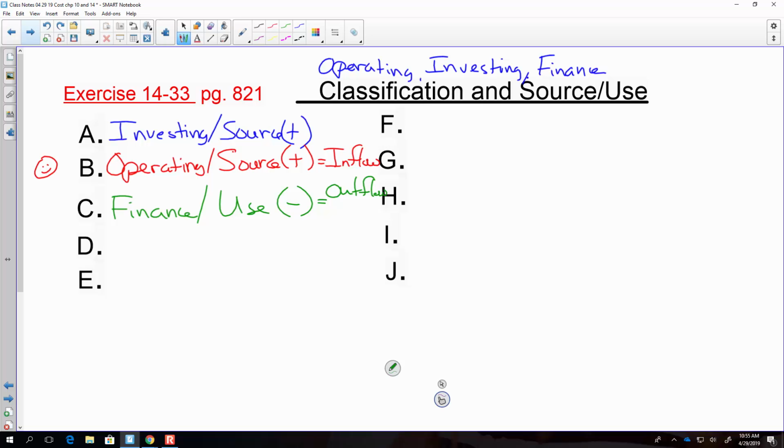Liz, letter D. Yep. Source or use? Use. Everybody agree? Okay, very good, Liz. Are we on to E? Go ahead, Teresa. Financing? Good. And source of cash.